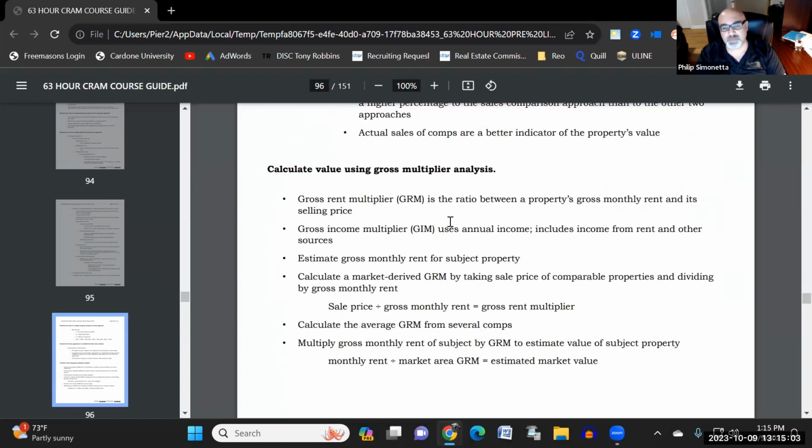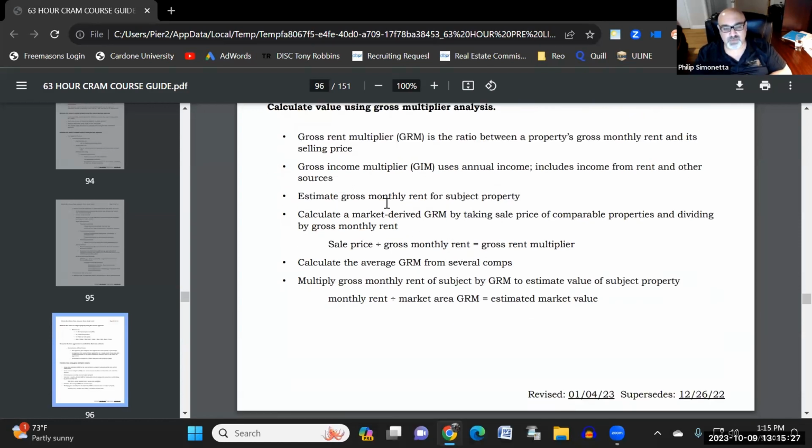Okay, then you also have to be able to calculate using the gross multiplier analysis. Remember the gross rent multiplier? How we figured that out in the ratio and multiplied it? Yep. So the gross rent multiplier is the ratio between a property's gross monthly rent and the selling price. The gross income multiplier uses annual income. It includes income from rent and other sources. The estimated gross monthly rent for the subject property. You calculate a market-derived GRM by taking the sale price of comparable properties and dividing by gross monthly rent.